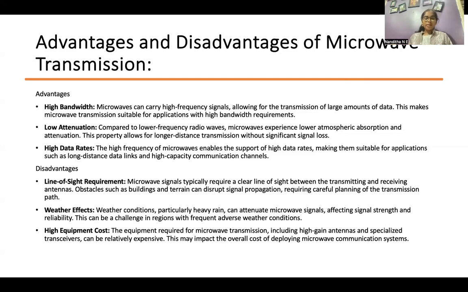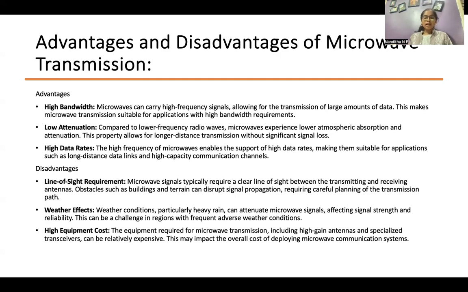High data rates. The high frequency of microwaves enables the support of high data rates, making them suitable for applications such as long distance data links and high capacity communication channels. Disadvantages of microwave transmission: line of sight requirement. Microwave signals typically require a clear line of sight between the transmitting and receiving antennas.